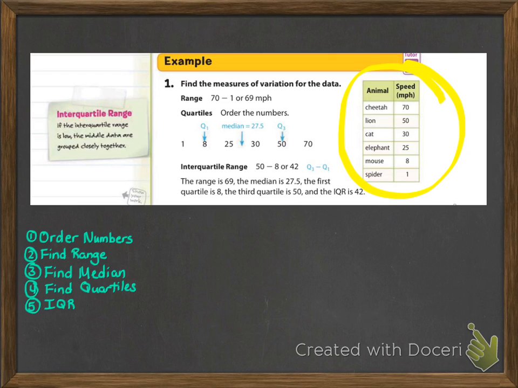Well, remember, the range on this one is the difference between the largest number, which is 70, and the smallest number, which is 1. So to find the range, we would do 70 minus 1, and we get 69. So that happens to be our range here. Then the next step is to find the median of the overall numbers.